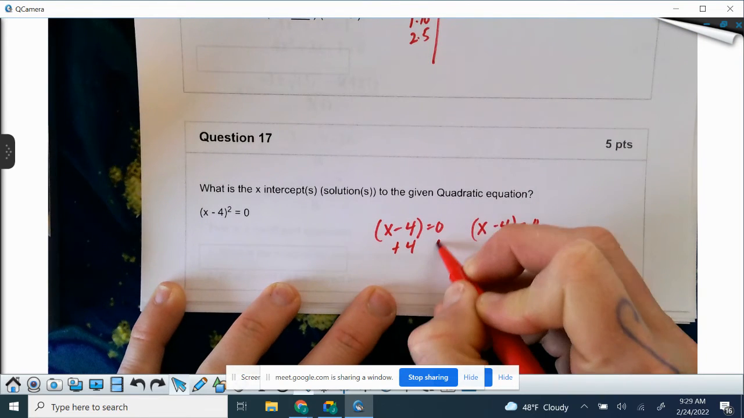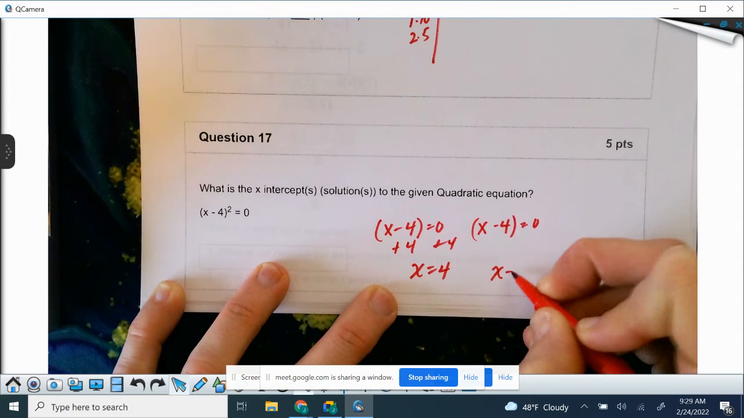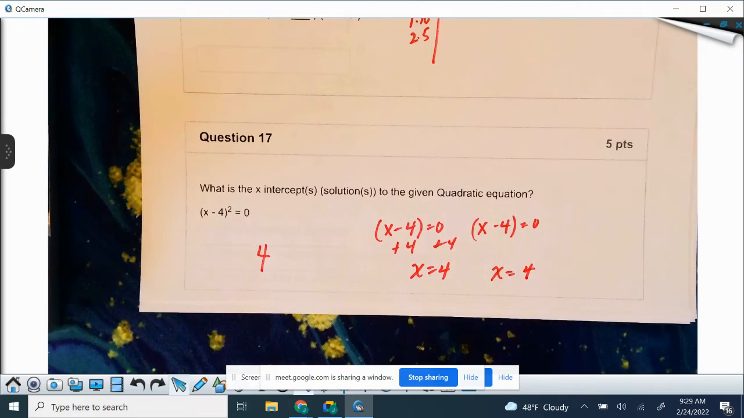So add 4 because it's negative on both sides, x equals 4. And if you did the same thing on this side, you'll get x equals 4 again. And so your answer is positive 4. And there's no need to write it twice because positive 4 happens one time.